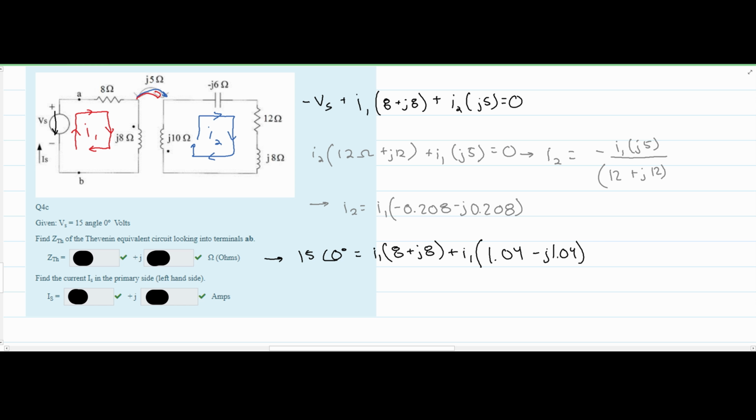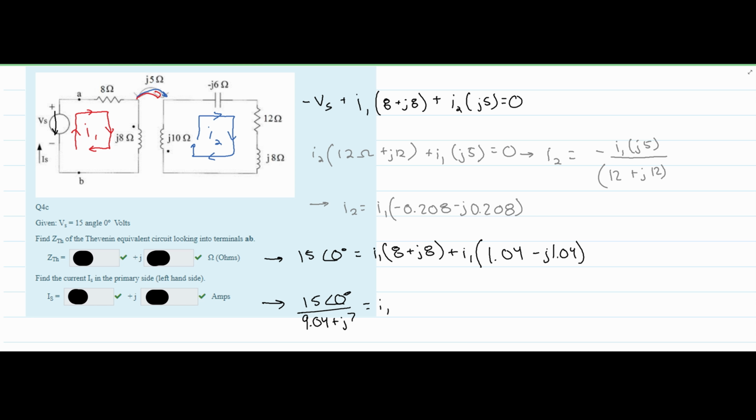What we're going to do is add our I1 values together. We can factor out the I1, and then we're going to divide both sides by what we've added together. And if we do that, we are going to get that we have a 15 with a 0 degree angle, and this is over 9.04 plus j times approximately, we'll say, 7. And this is equal to our I1.